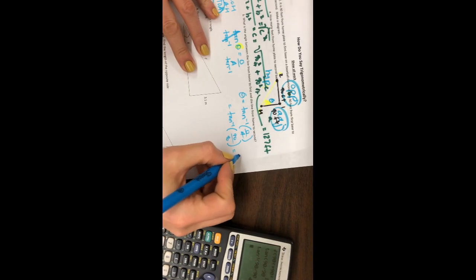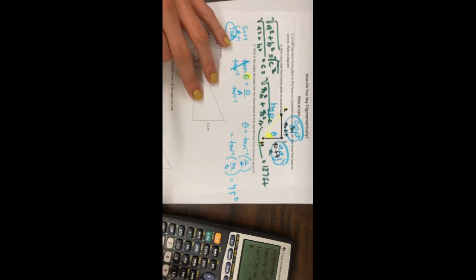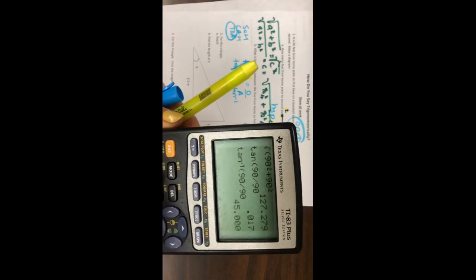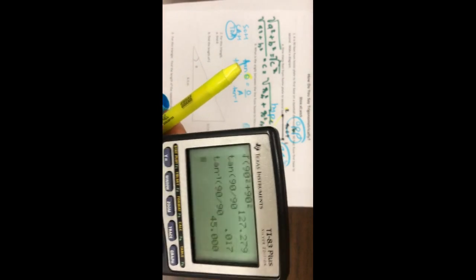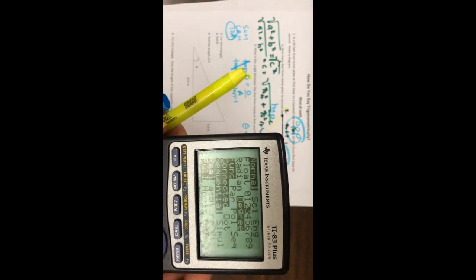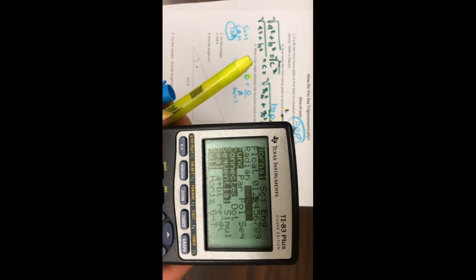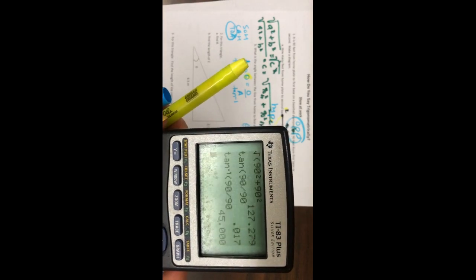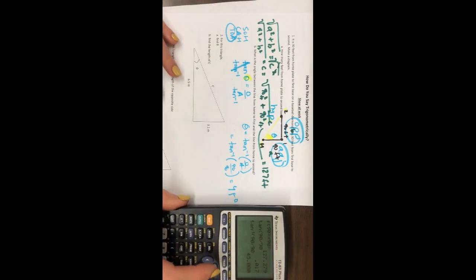Now, 45, what? We're talking about degrees here. Now, there might be a chance that you're in the wrong mode. Right now, I'm in degrees mode. I can check by looking right here. I need to make sure I'm in degrees right there. I am. I'm going to push enter and clear. If you're in radians, you will get the wrong answer.